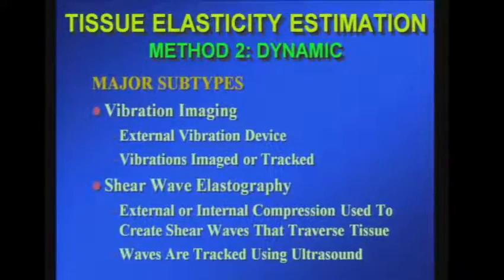Two main methods of dynamic tissue elasticity imaging are available. The first one is so-called vibration imaging, where you apply an external vibration device and you image those vibrations or track them. The second one is known as shear wave elastography, which is currently the dominant method for doing elasticity imaging worldwide. You apply an internal or external compression, and then you create shear waves that traverse the tissue, and then you track the velocity of those shear waves as they traverse the tissue, which gives you an indication of tissue stiffness.